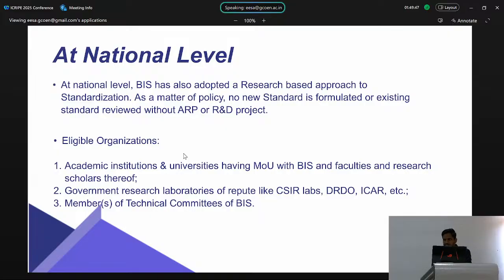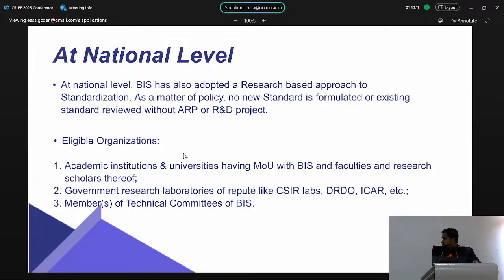Members of the technical committee of BIS. I have given you an example that whenever a technical committee is prepared, there is one person from BIS, and there are like 15-16 members from government organizations, from industries, from research organizations. They can participate in this ARP process for formulation of the standard.